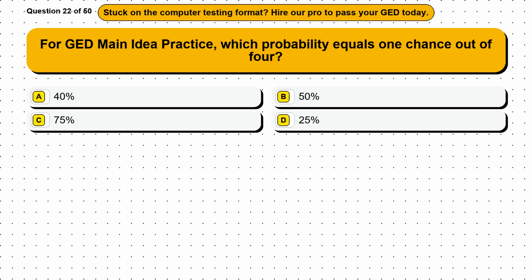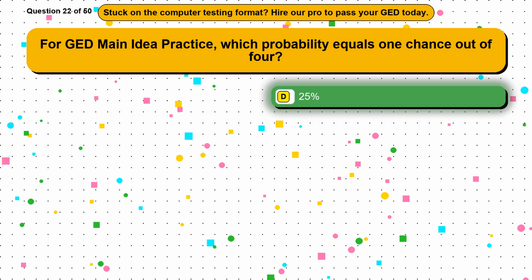Question 22. For GED Main Idea Practice, which probability equals 1 chance out of 4? Option A, 40%. Option B, 50%. Option C, 75%. Option D, 25%. The correct answer is option D.